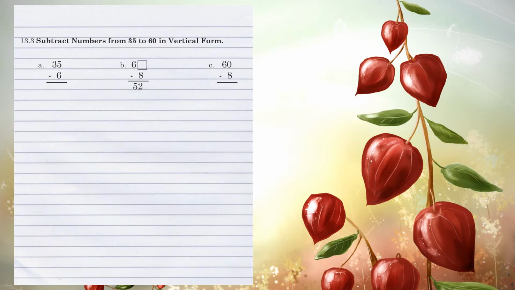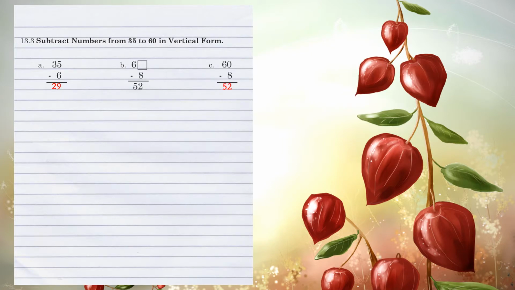Unit 13.3. Subtract numbers from 35 to 60 in vertical form. Example A, 35 minus 6. If we look at our ones column, you cannot subtract 6 from 5. So we come over here to the tens column, borrow, make it a 2. Take that 10, add it to the ones column, and make that 5 a 15. Now 15 minus 6 is 9. And then 2 minus nothing would be 2 for an answer of 29.